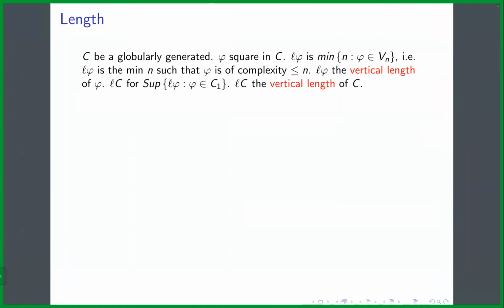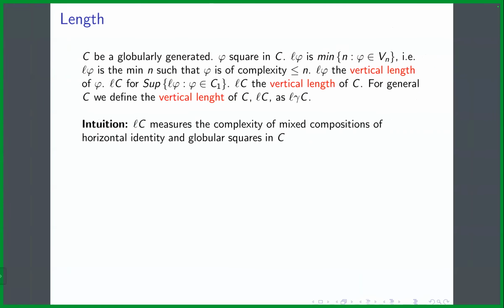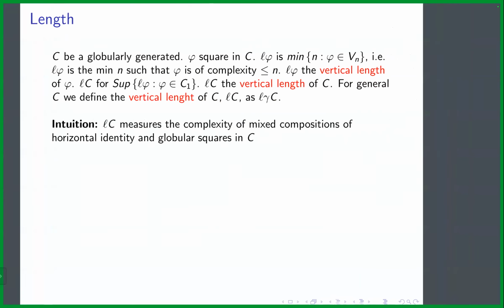Now we can define the length of a double category C, L C, as the supremum of all the lengths of squares in C. For a globularly generated double category C, we call L C the vertical length of C. And if C is a general double category, not necessarily globularly generated, then we define the vertical length of C, L C, as the length of the globularly generated piece of C. The intuition behind this number is that it measures the complexity of mixed compositions of horizontal identity and globular squares of C.